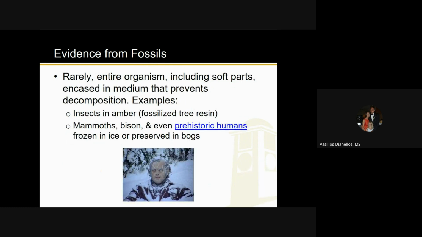So it's actually quite rare for an entire organism, including the soft parts, to be preserved. But it does happen. Some examples of that are insects that have been fossilized in tree resin, and that's something that we call amber. Not that I'm going to ask you what amber is. Well, I'll tell you what amber is. Amber is the next word for attendance.